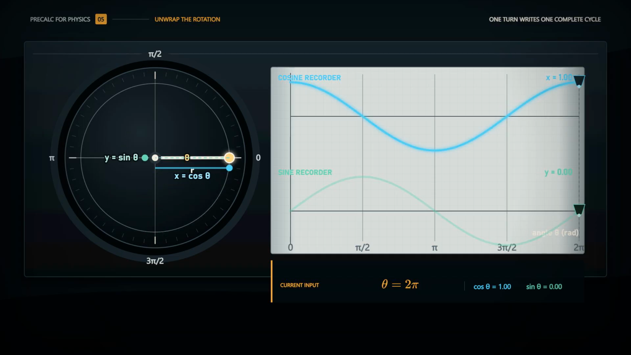At 2 pi, the point returns to its starting place. Cosine returns to 1, and sine returns to 0. One circular turn has written one complete cycle of each graph.